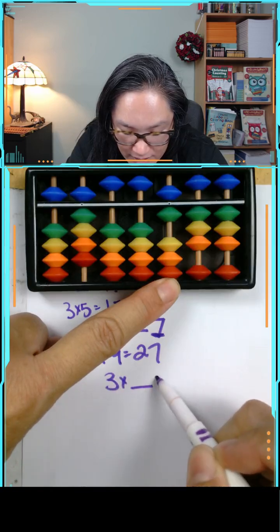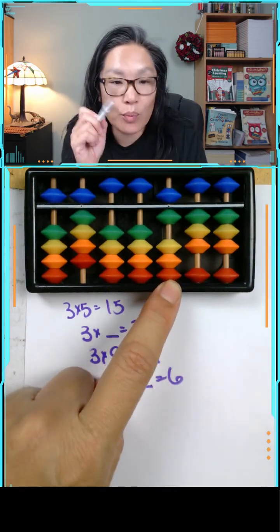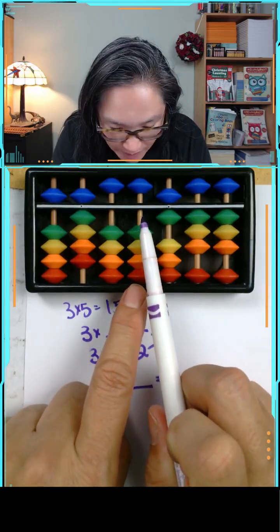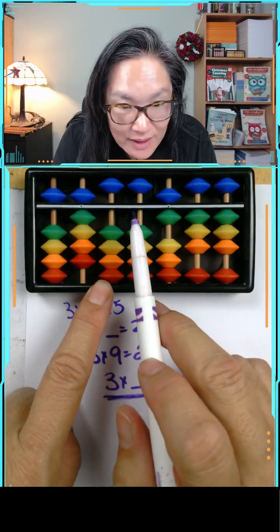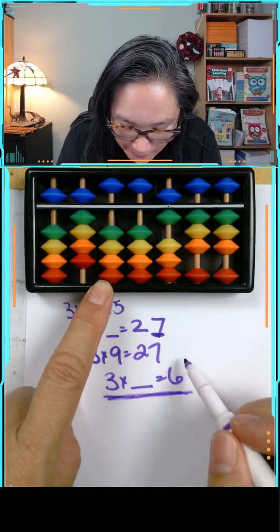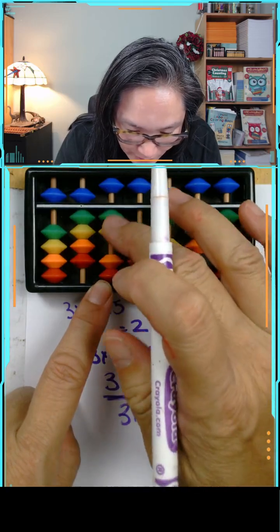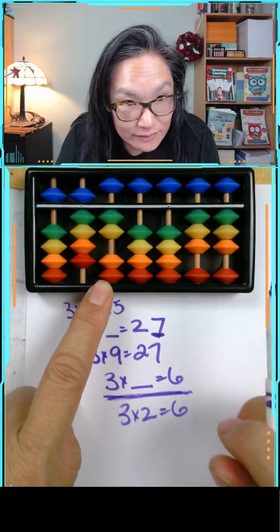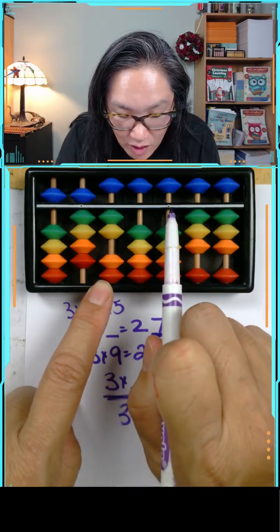3 times what is equal to 6? Can we do it? Yes, we can do it. This is a rule. If we can do it, we have to skip this column and go here. That's the one thing you have to know. So yes, 3 times 2 is equal to 6. Add the 2 here. Take away the 6. And then we do it again. You have to skip this column.